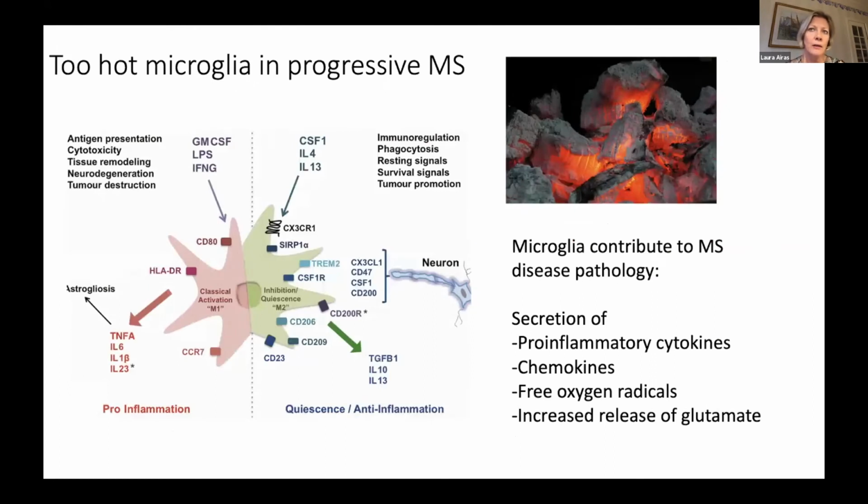So in neuroinflammatory and neurodegenerative disease, microglia acquire the pro-inflammatory phenotype. So they are too hot. They secrete pro-inflammatory cytokines, chemokines, and free oxygen radicals, and also promote increased release of glutamate.